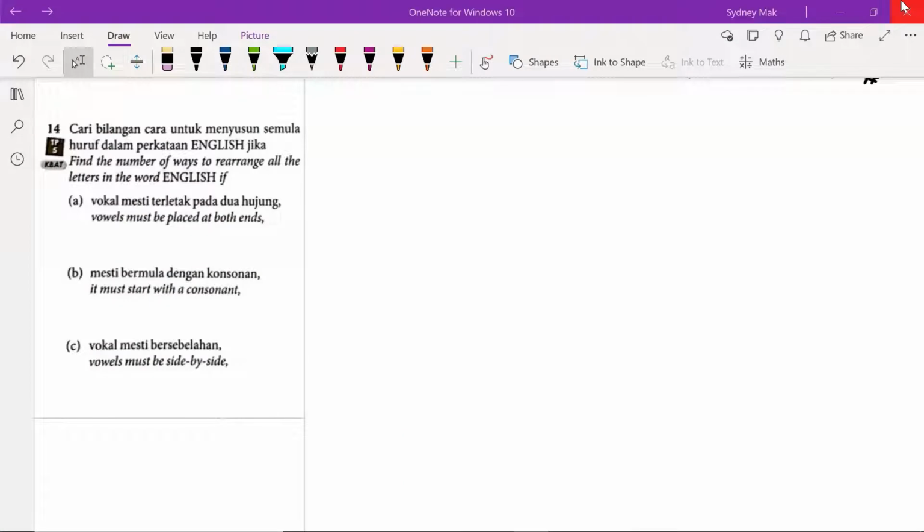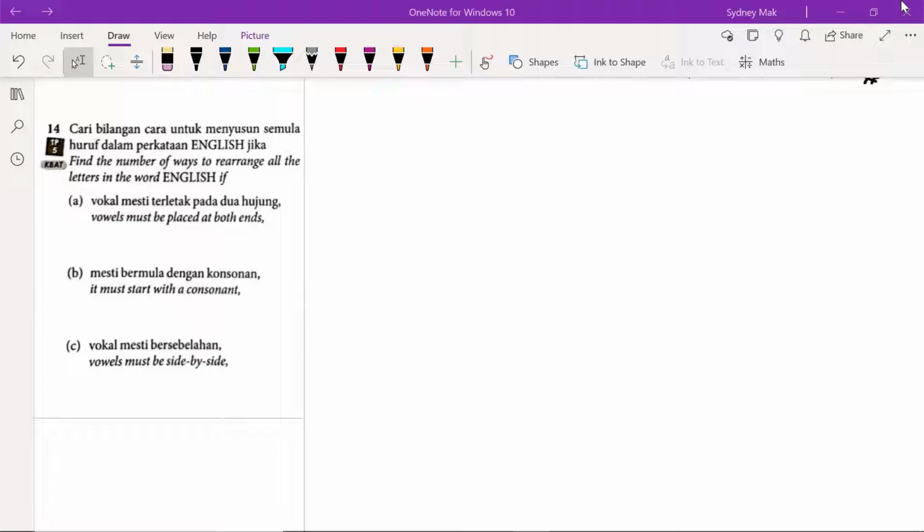Hi everyone, this is practice formative of chapter 4, question number 14. In this question, we need to find the number of ways to rearrange all the letters in the word ENGLISH if the vowels must be placed at both ends, it must start with a consonant, or the vowels must be side by side. When we have a specific scenario, I will use the fill in the slot method. To me, it is much easier, but nevertheless, I will also show you the way to use the formula.